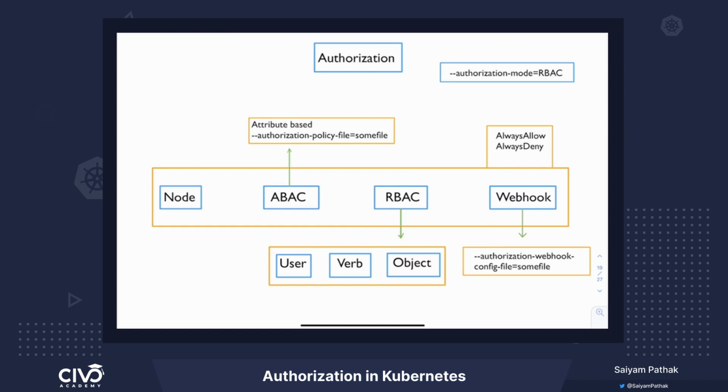And there are two other modes as well, which are always allow and always deny. Always allow will allow all the requests, and always deny will deny all the requests. Basically, these two are used whenever you are doing some sort of testing.